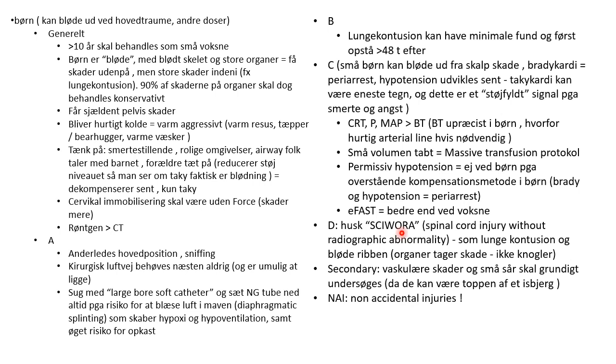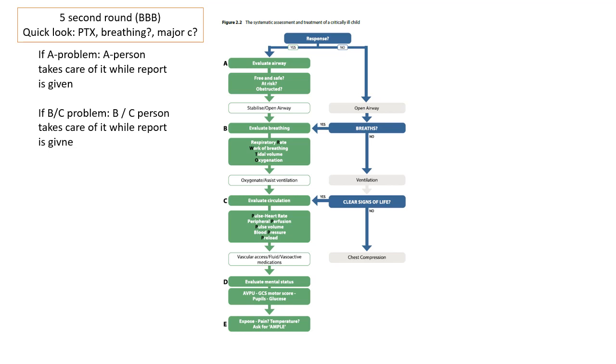The EFAST we talked about is not as good in children, but you can look at the lungs, that's quite good. For D, we talked about SCIWORA, which is spinal cord injury without radiographic abnormality, and lung contusions, because children are soft. Vascular injuries and small wounds should be thoroughly examined, because there might be a big injury lurking below. And always think about non-accidental injuries, like someone is hurting the child. Okay, so that was just a quick read through about trauma in children.